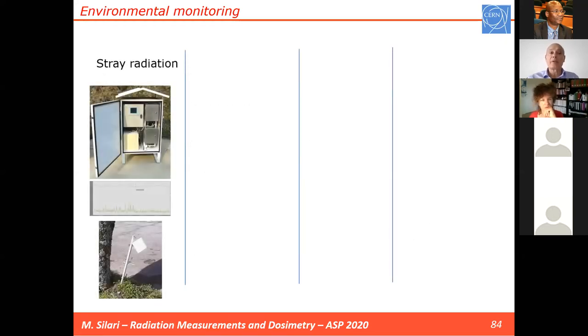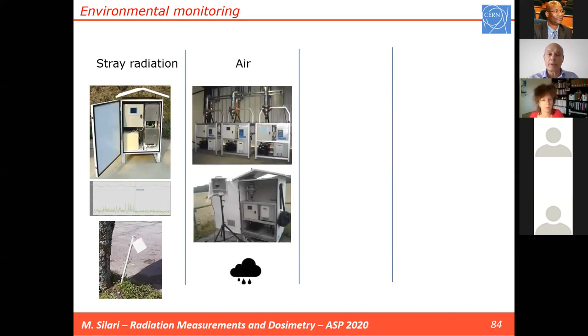So for environmental monitoring, we typically have a stray radiation monitor. We have small hatches, which typically contain ion chambers and Rankine antennas to monitor stray radiation, gamma and neutrons. Or we have a polyethylene moderator with a pair of lithium-6, lithium-7 dosimeters inside. Typically, they integrate over 1 year, so you get the annual dose at a certain position from gammas and neutrons.